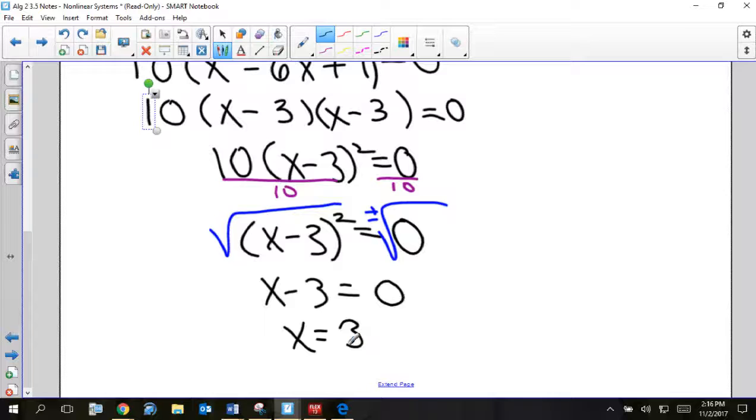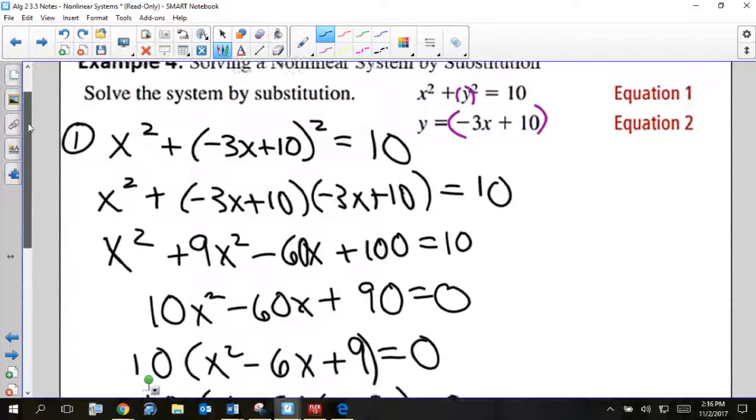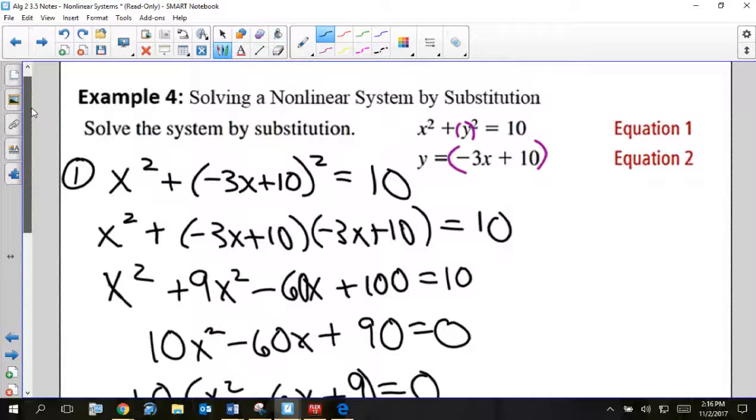Is that it? What am I actually trying to find? Like if I graph this, it's where the circle and the line intersect, meaning I need an ordered pair. I need an x and a y. So I'm going to have to plug that in. Which equation, 1 or 2, would you like to plug into? 2. Yeah, let's plug it into 2.